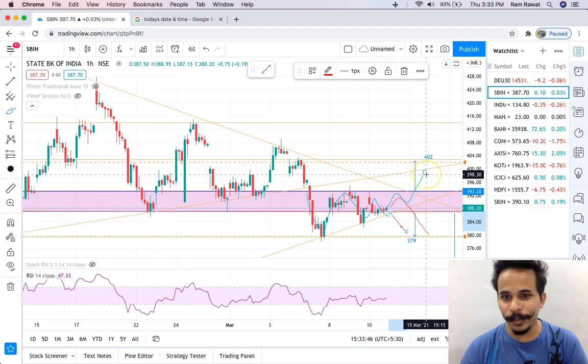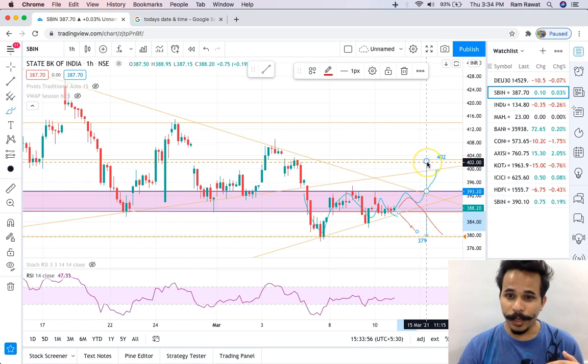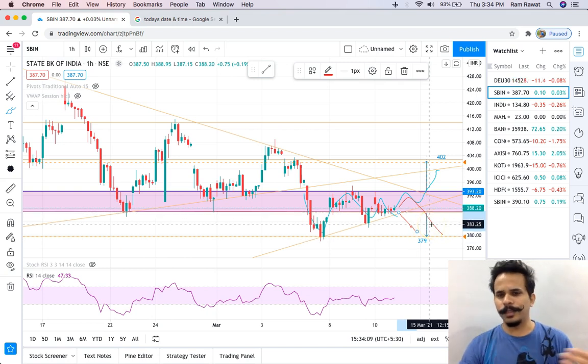So if it is breaking out from this triangular zone and it is going up, then you can enter the market at 394, I would say, and you can go up to 401, 402. You can book your profits up to that level. And if it goes down, you can book your profits from 386 to 379. So 5 to 7 points here.